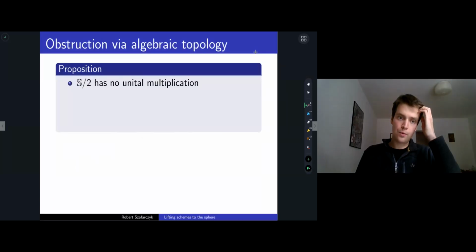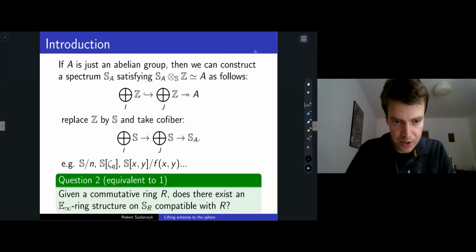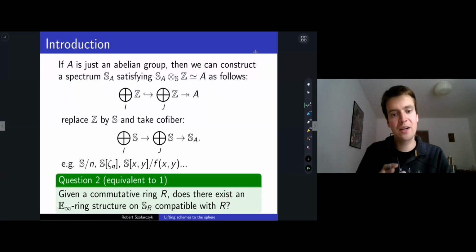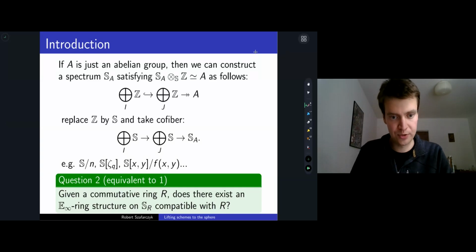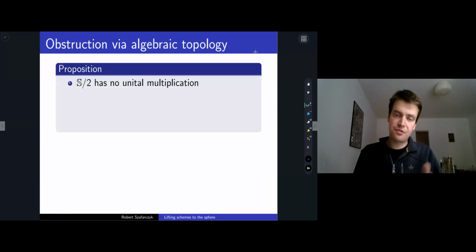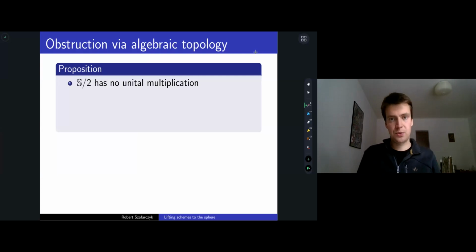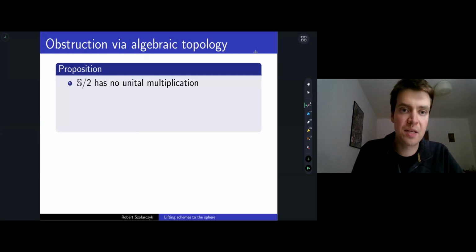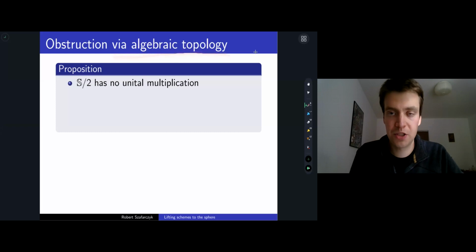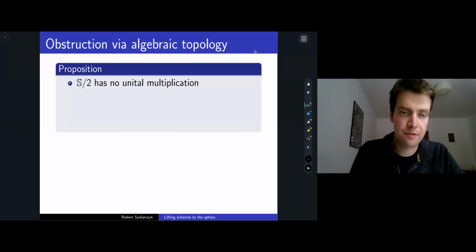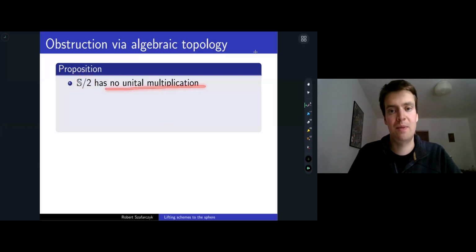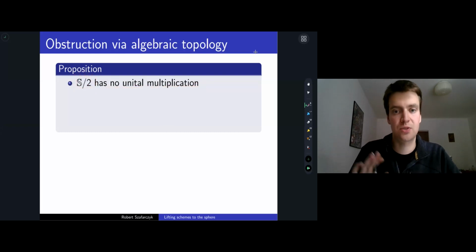Okay, so what we want to do, this question, we'll try to answer negatively. So we are focused here on obstructing those infinity ring structures, proving that they don't exist. And the first examples I want to talk about come from algebraic topology. The first one is that S mod 2 has no unital multiplication. So there's no ring structure whatsoever.